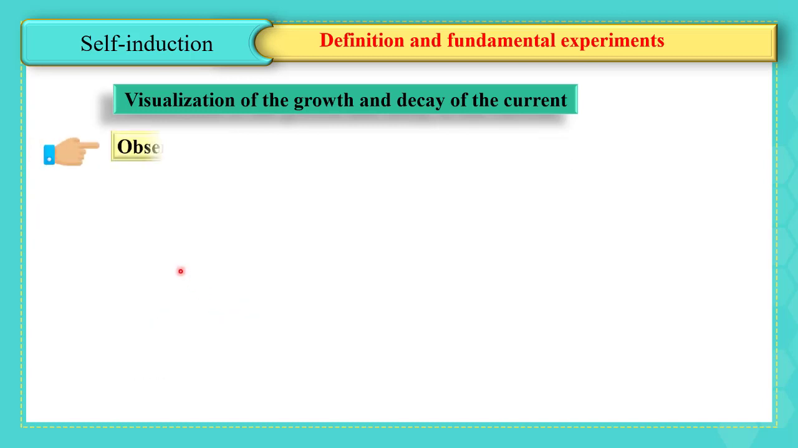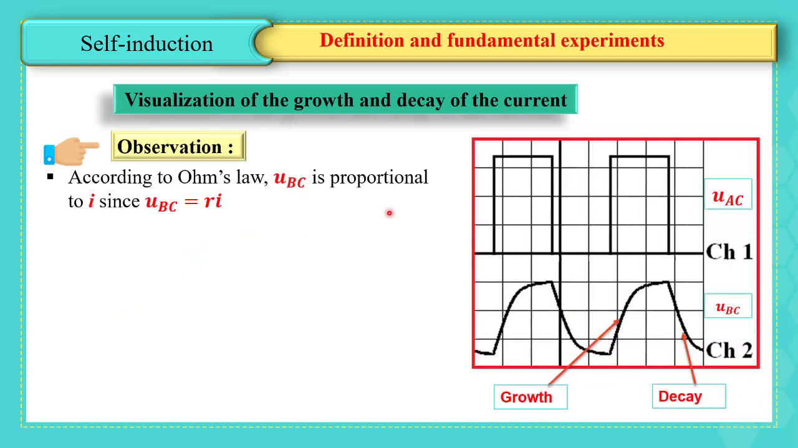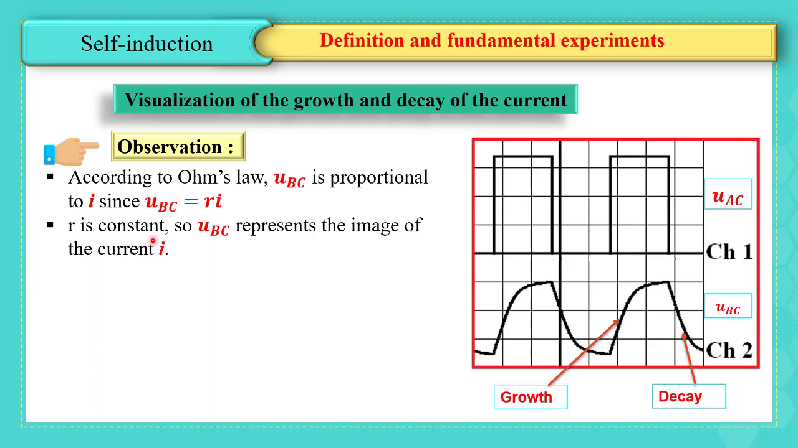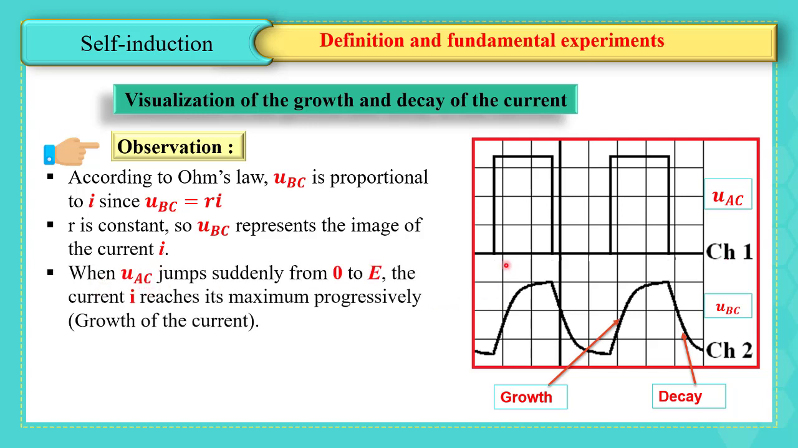Now, as we know, the oscilloscope visualizes the voltage and not the current. So in order to visualize the current, we always connect the oscilloscope across the resistor, since according to Ohm's law, UBC, which is the voltage across the resistor, is proportional to i, since U equals Ri, and R, as we know, is a positive constant. So UBC, the value of the voltage across the resistor, always represents the image of the current i. Now, when UAC, the voltage across the generator, jumps suddenly from 0 to E, the current i reaches its maximum progressively, and this is called the growth of the current.